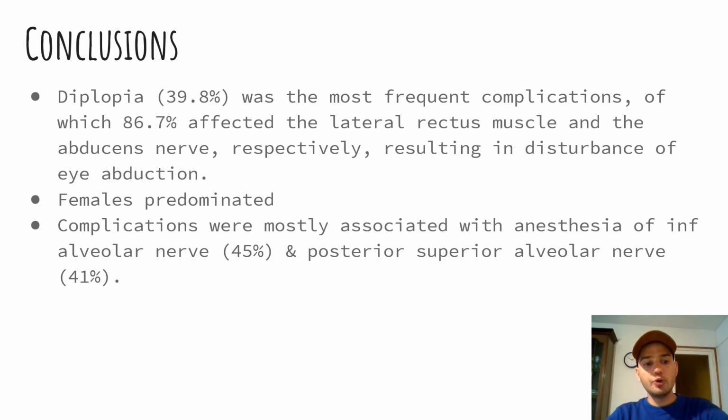So the conclusions taken from these articles were that diplopia was the most frequent complication, which was seen in about 39.8% of patients, of which 86.7% were affected with the lateral rectus muscle and abducens nerve, resulting in disturbance of eye abduction. Again, the second conclusion was that all these ophthalmologic complications predominated in females.